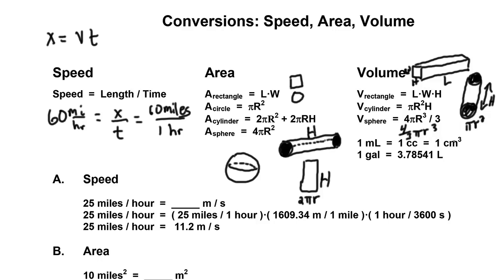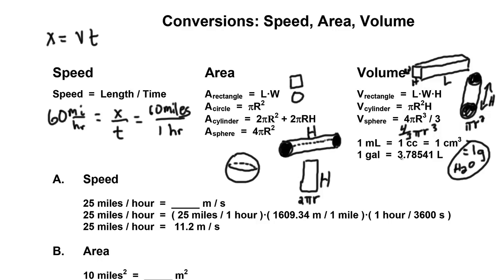If we are talking about water, so for water only, then you could say that it also equals 1 gram. But this adding on here is only valid for water. So you could only say this if you're talking about water. But 1 milliliter equals 1 cc equals 1 cubic centimeter, valid all the time.